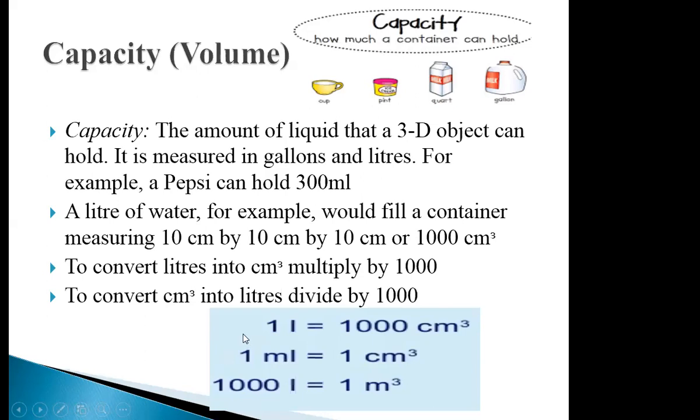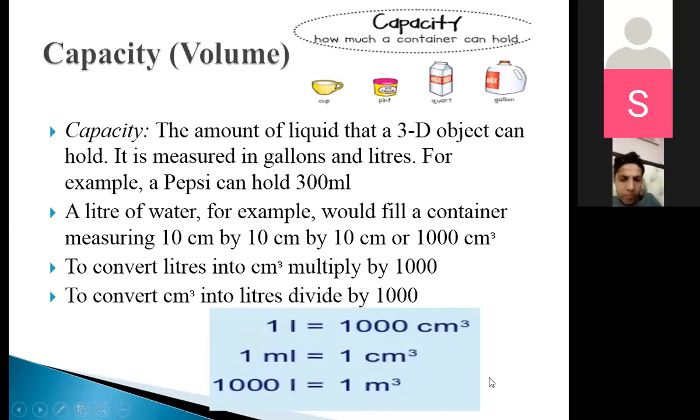All right. So 1 liter is 1000 cubic centimeters. 1 liter has how many cubic centimeters? 1000. 1 milliliter has 1 cubic centimeter. And 1000 liters has 1 cubic meter. Please learn these and write them on top of your books while solving. You need to use the conversions.